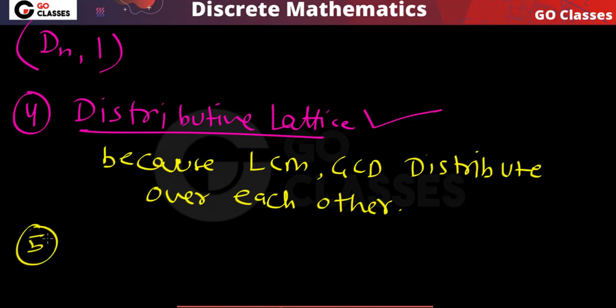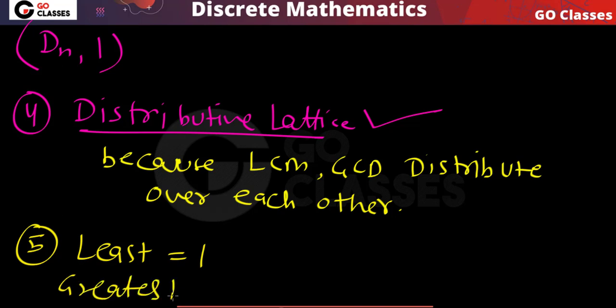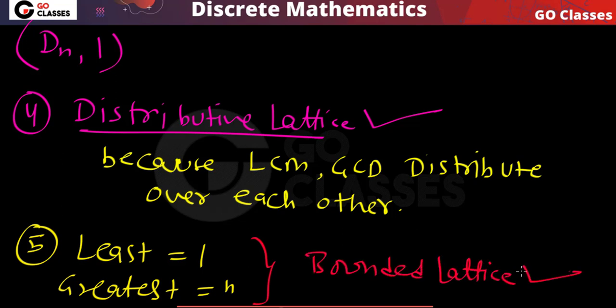And what is the next thing? What is the least element? The least element is 1, because 1 will divide anything. And what is the greatest element? The greatest element is n. So finally I can say that this is always a bounded lattice. This is definitely a bounded lattice, and the greatest element is n, and the least element is 1.